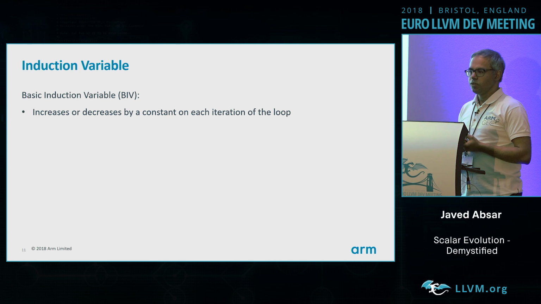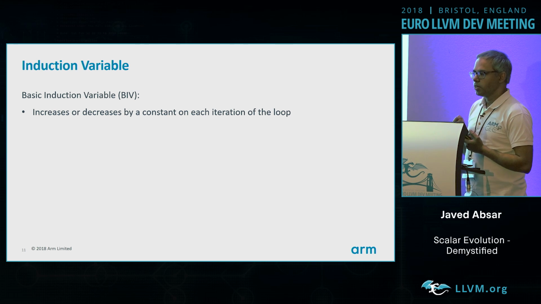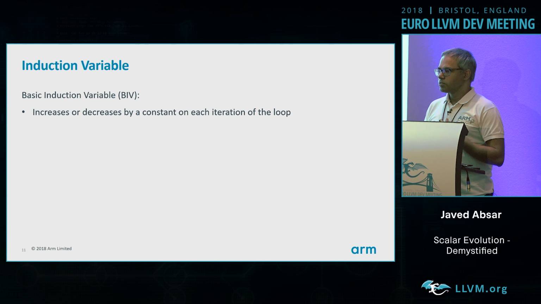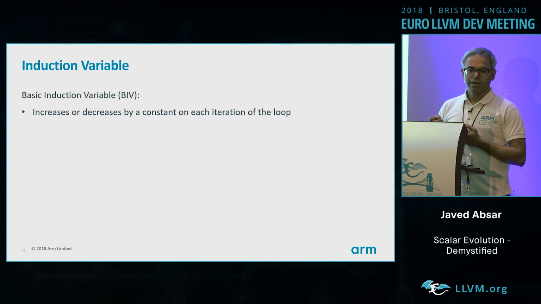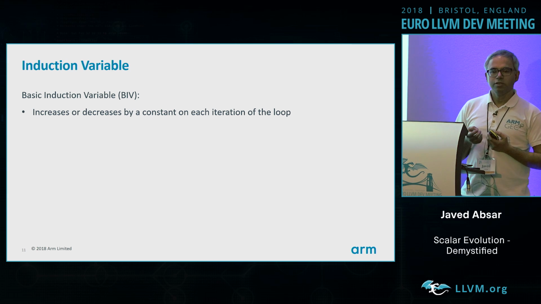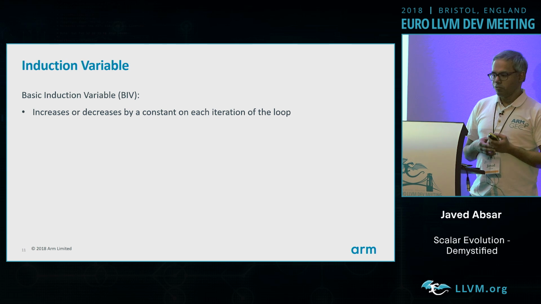A basic induction variable is a scalar that goes through your loop, and every time it increases by a constant. The simplest legendary one is for i equals 0, i less than n, i plus plus. So i is your basic induction variable. It's also your loop induction variable. It starts with 0 and increments by 1 every time, a constant.